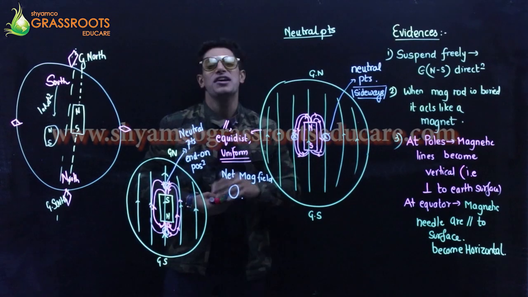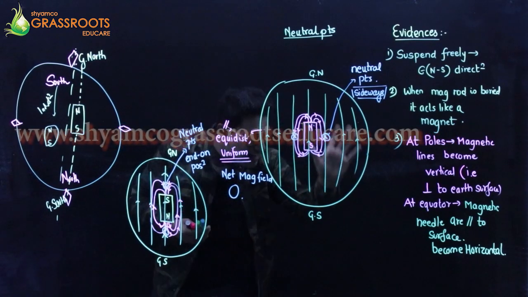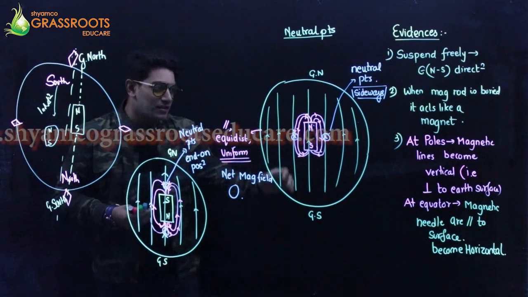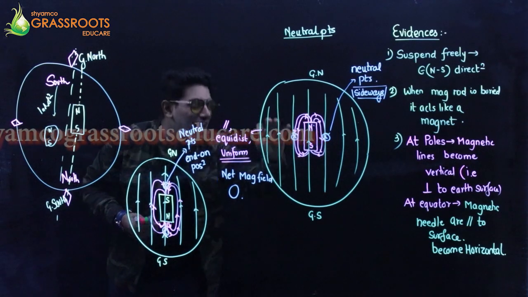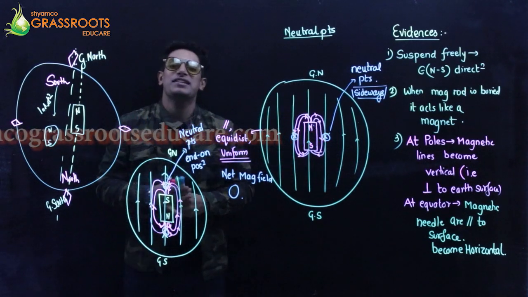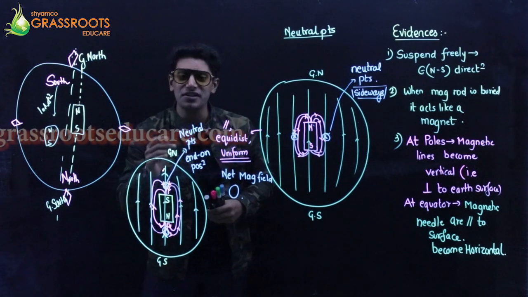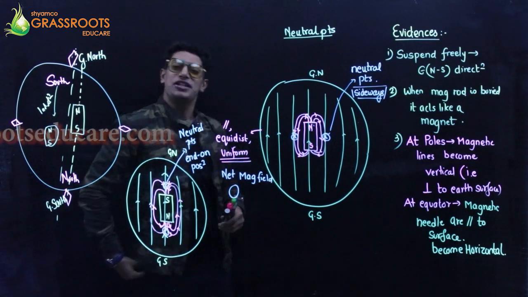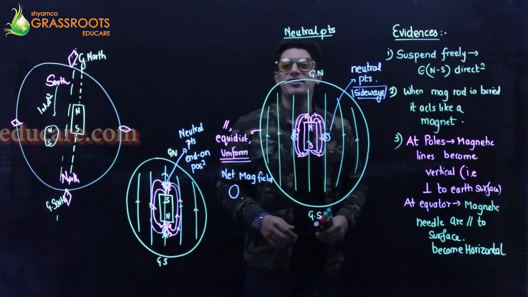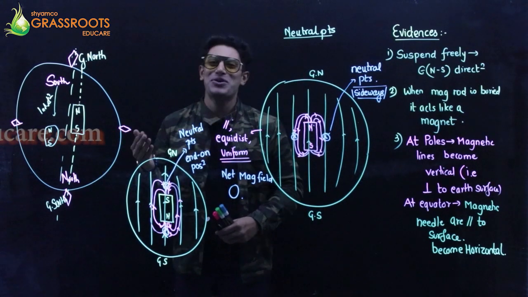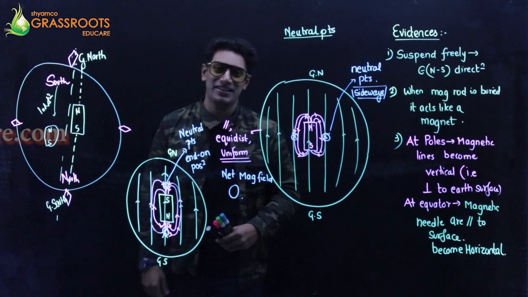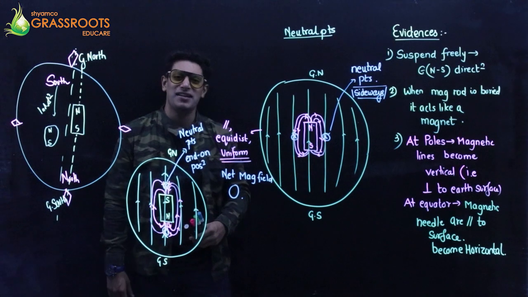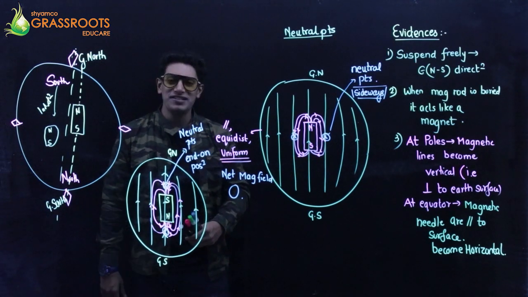So what are neutral points? Neutral points are those points inside the magnetic field of a bar magnet at which the magnetic field of the bar magnet and the Earth's magnetic field cancel out each other, and the net magnetic field at those points is zero, such that if a needle is placed at these points, it will rest in any direction because it is not affected by any magnetic field. So these were the four evidences which told me that Earth acts as a magnet. So go through these evidences.